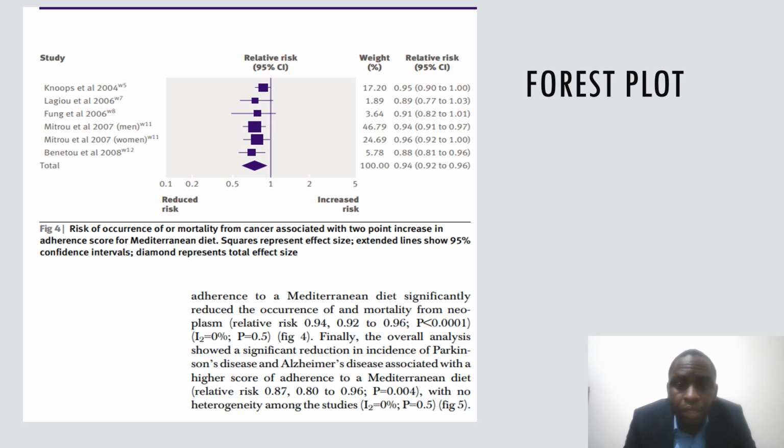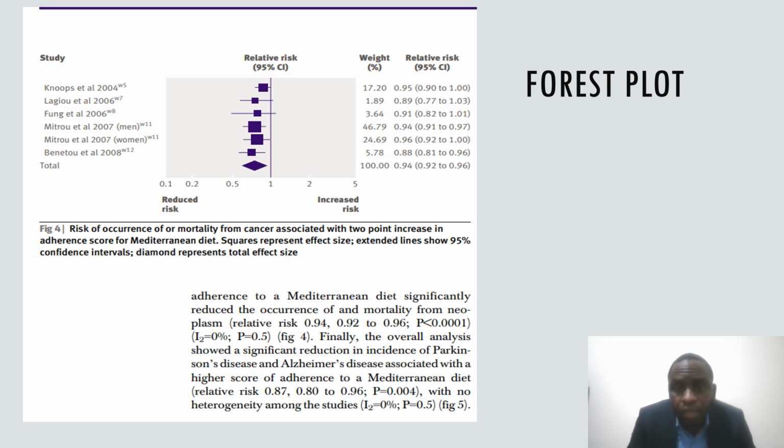So we go on to the next one. Sorry, one more thing. Now we have talked about interpreting the forest plot for odds ratio, the forest plot for case control studies and cohort studies, right?